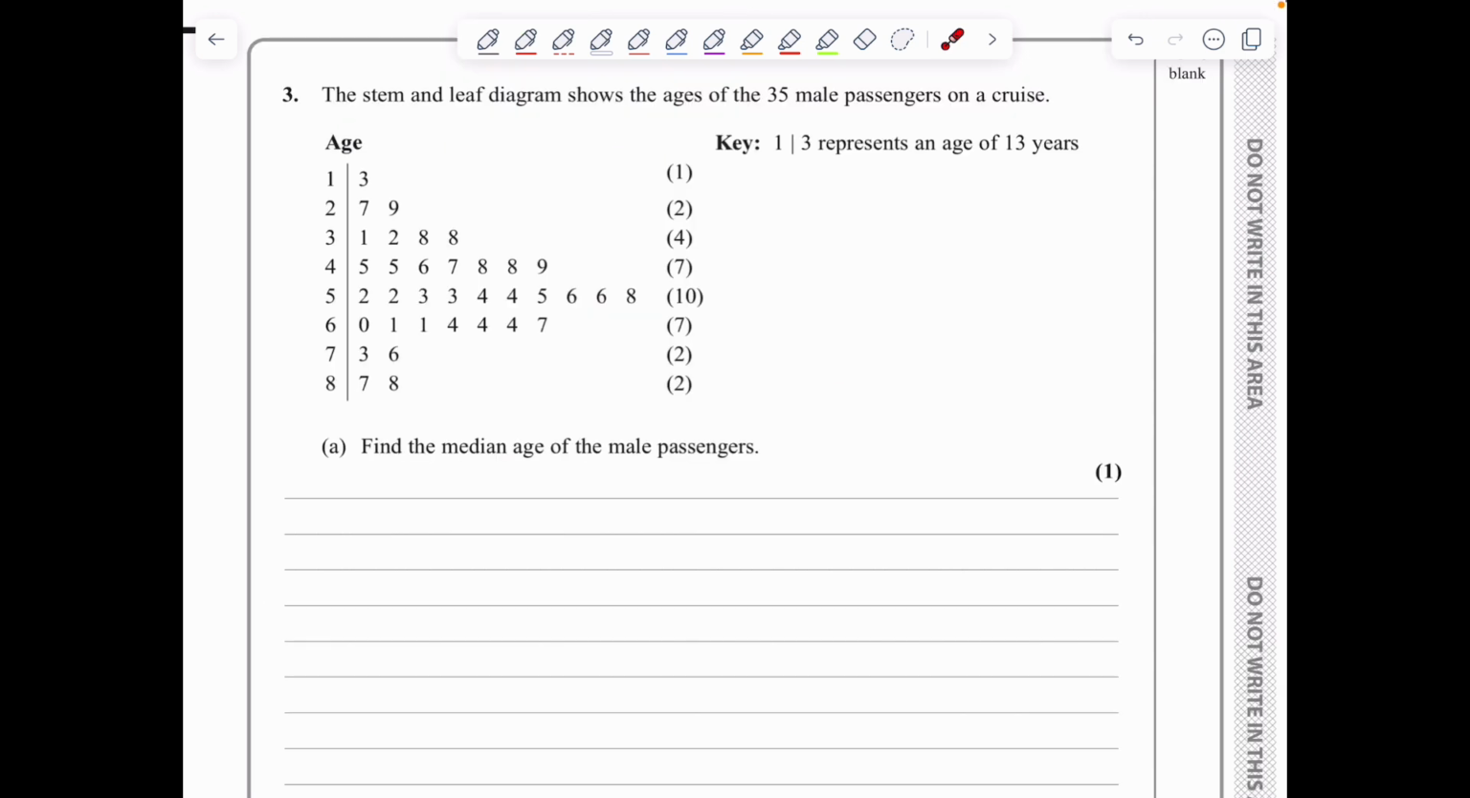In question 3, we've got a stem and leaf diagram showing the ages of 35 male passengers, and we need to find the median age of the male passengers.